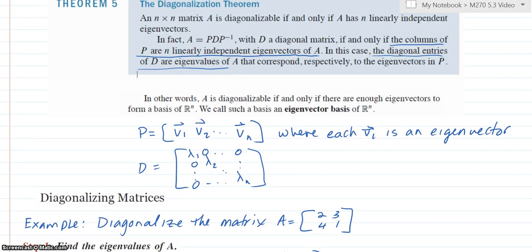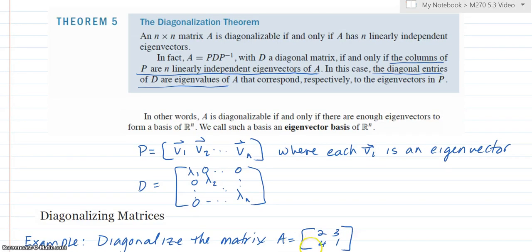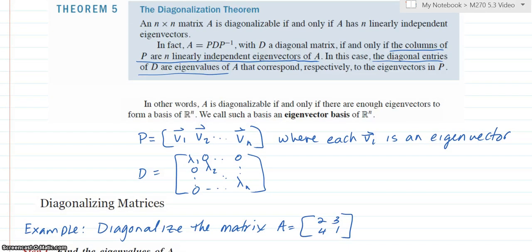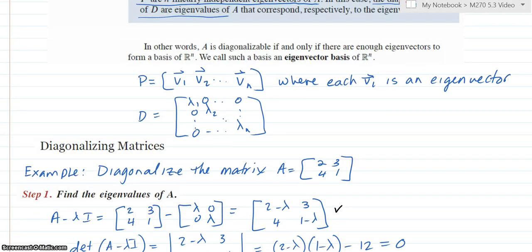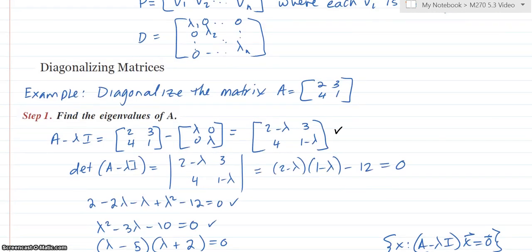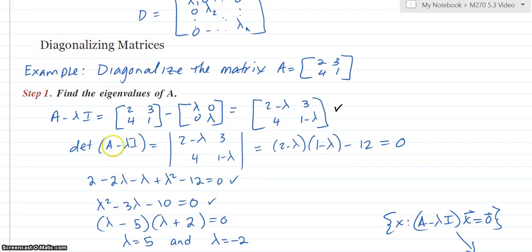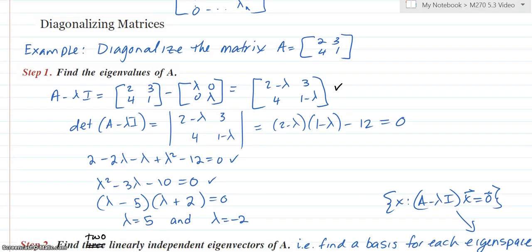So now we can find the P and D to diagonalize a matrix. So here's what I'm going to do. Step 1, we're going to find the eigenvalues like we did in the last section. In this case, if you look at the characteristic equation, we find that the eigenvalues are 5 and negative 2. Step 2, we need to find 2 linearly independent eigenvectors of A, i.e., what we're looking for is the basis for each eigenspace. If you remember, this is the eigenspace. So I'm going to do that.